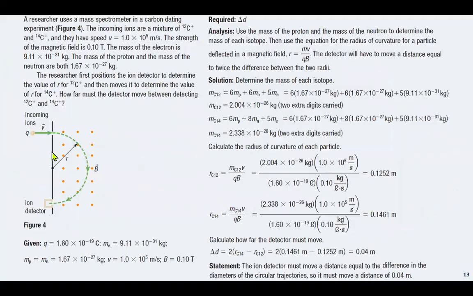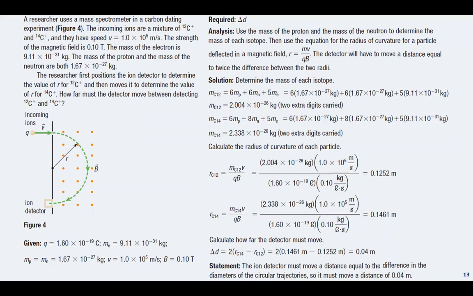All right, let's have a look at the solution together. So the ion detector must move a distance equal to the difference in the diameters of the circular trajectories, right? So first of all, we need to find the radius of the circular motions of the two particles. Okay, first we can determine the mass of each isotope.